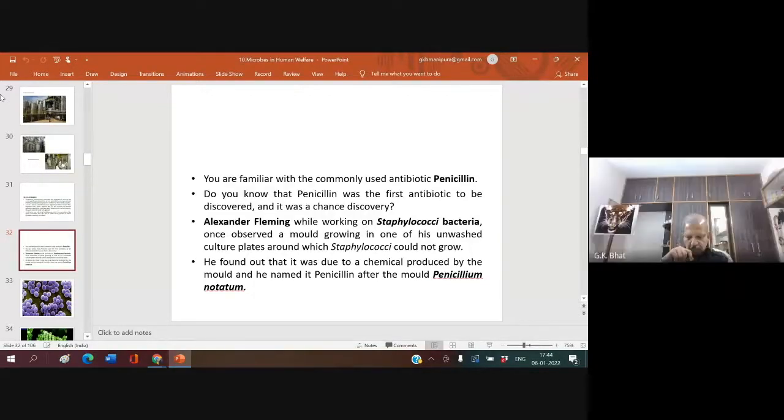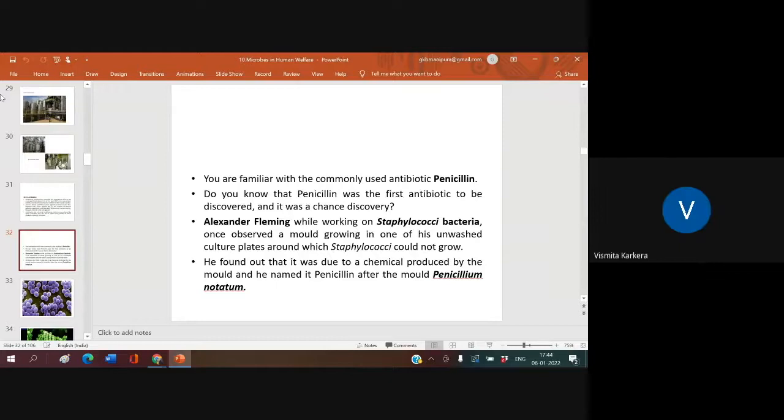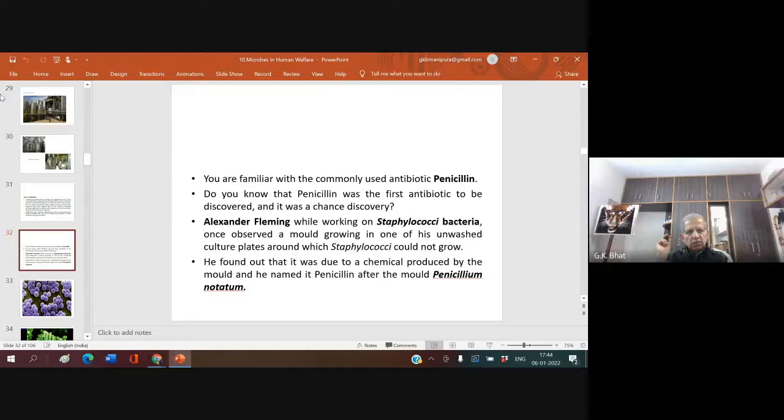Basidiomycetes, Phycomycetes, Deuteromycetes. So phycomycetes, ascomycetes, basidiomycetes, and deuteromycetes are the four classes. Yes, as you said, Penicillium belongs to ascomycetes. See, this is what is required. You must remember all these classes, all these phyla, examples and all.